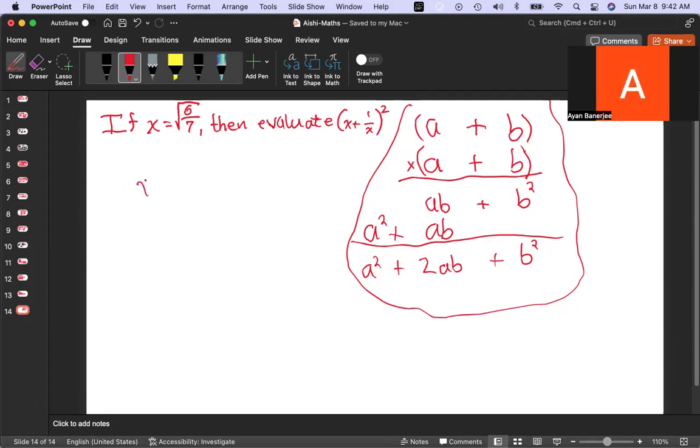So we have x squared plus 2ab. So let's find ab first. x times 1 by x would be 1. So 2 times 1 is 2. x squared plus 2 plus 1 by x squared.